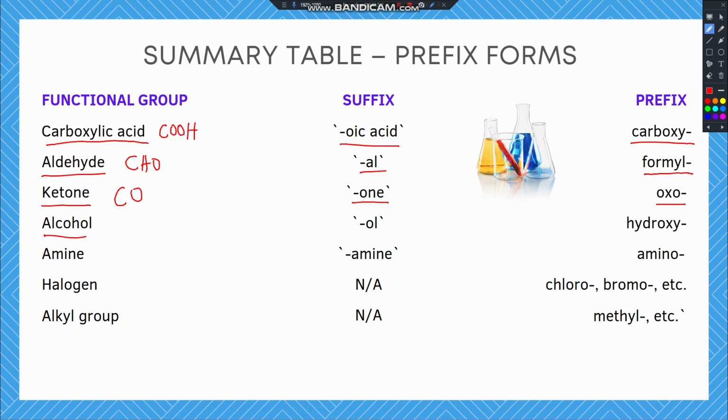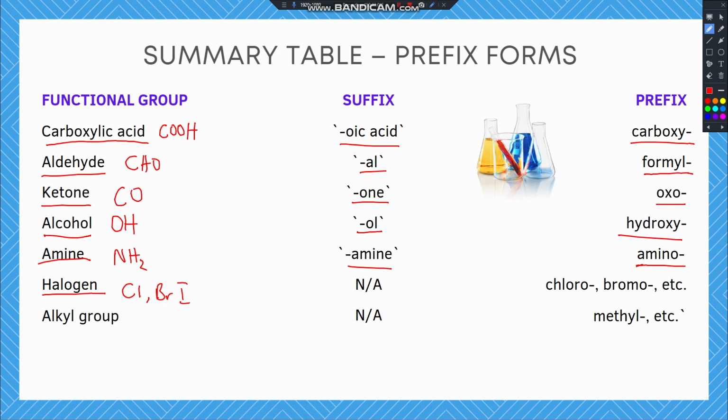And now we have the alcohol functional group OH. When it is the main functional group, we use the suffix ol, and when it is not, we use the prefix hydroxy. We have amine, which is NH2. When it is the main functional group, we have amine as the name, and when it is not, we use the prefix amino. And then we have halogens. Halogens are chlorine, bromine, iodine, and so on and so forth.